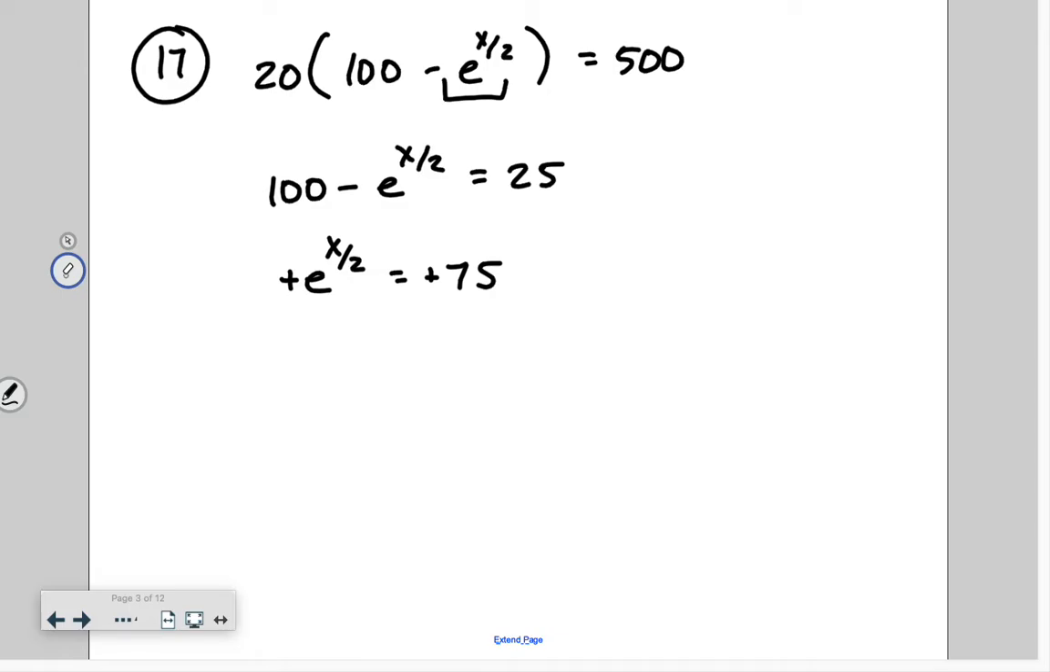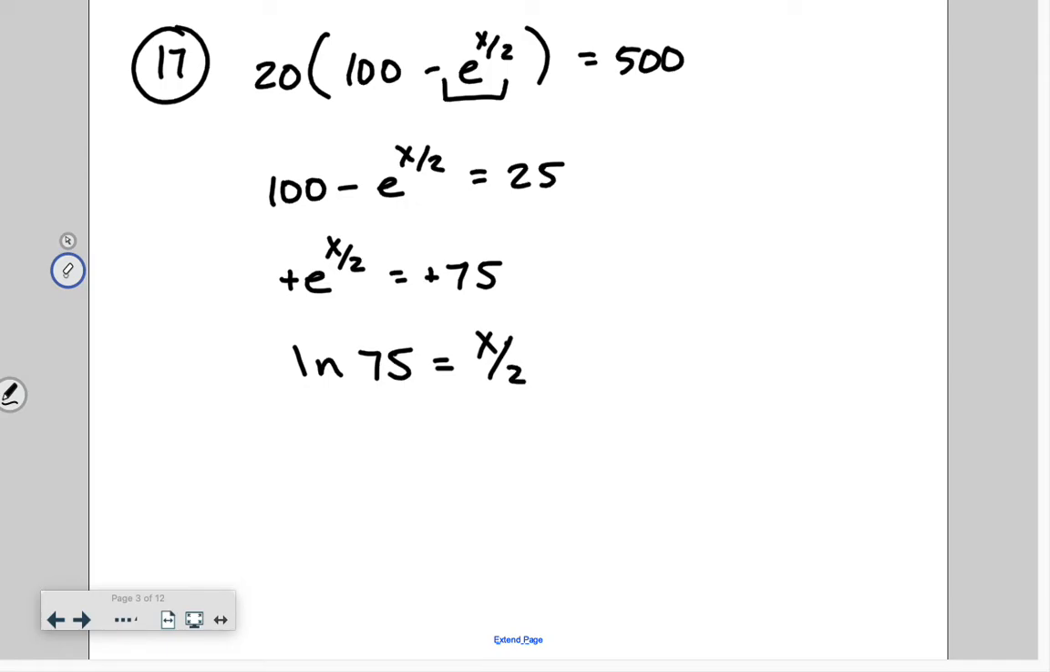Now what? Now we switch forms. Now we go from exponential, and we switch it into logarithmic form. Okay? So natural log because it's base e. Natural log of what? The 75, equal to, always equal to the exponent, x over 2.